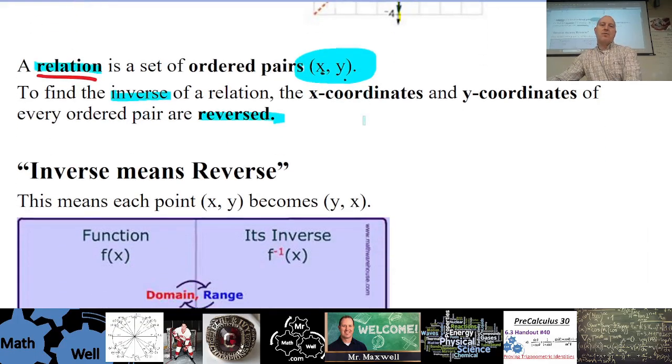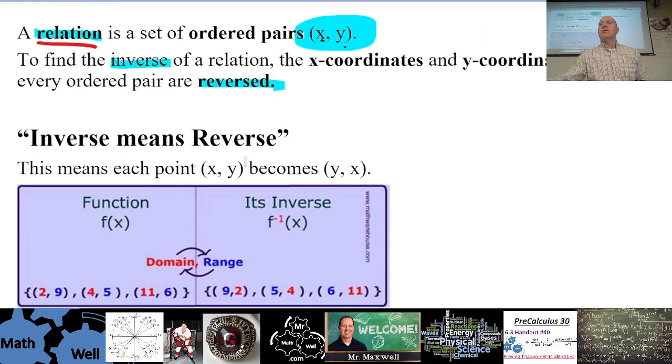This means that for every list of points on a function that would be listed as (x, y), which is the common way to list them, right? The x value first, then the y value, and you've got a point there. So every point on function f of x becomes flipped. They become (y, x) for the inverse. So inverse means reverse, and we are reversing x and y.